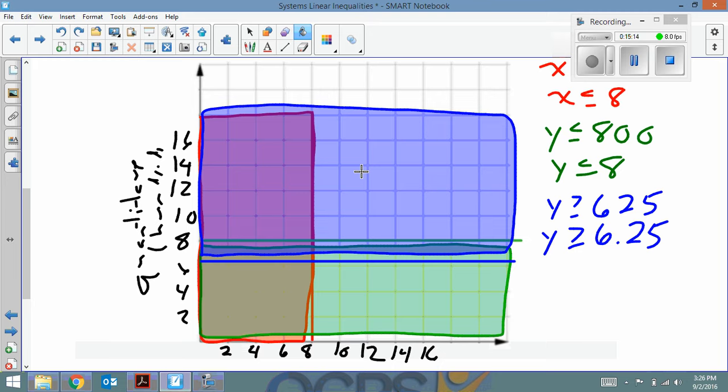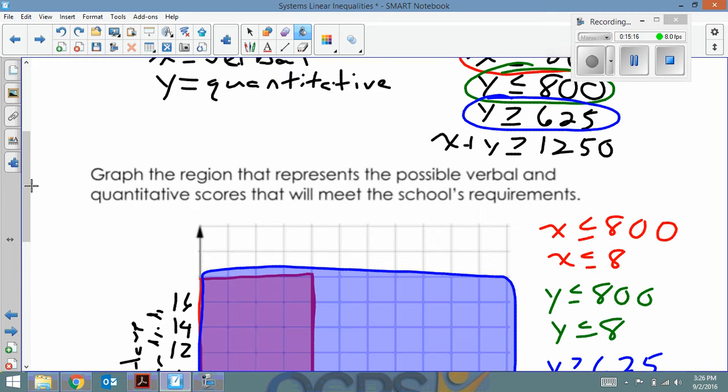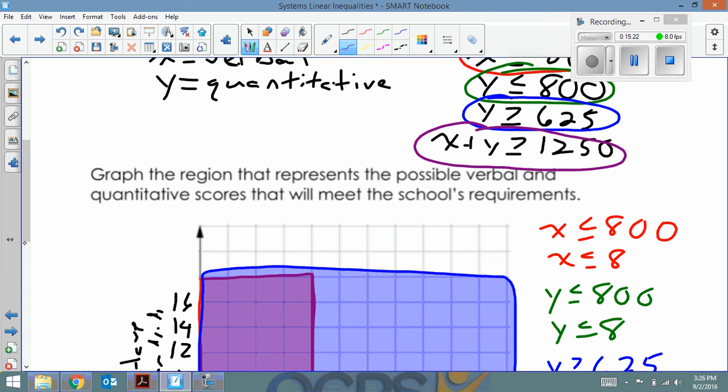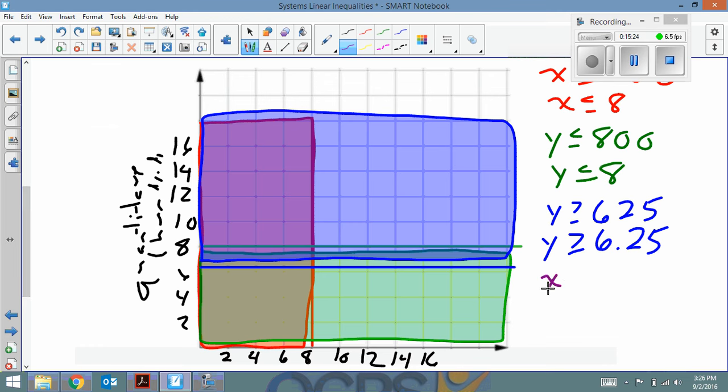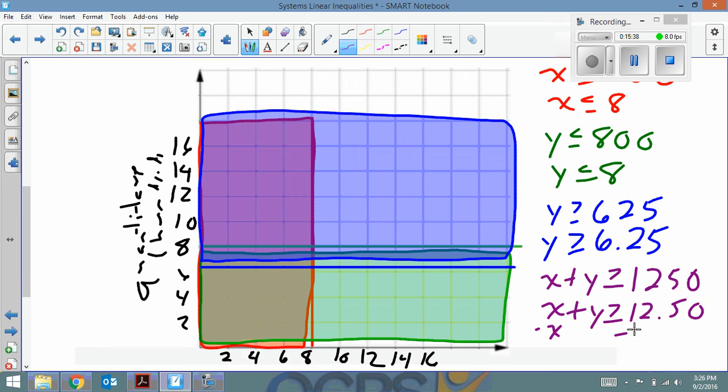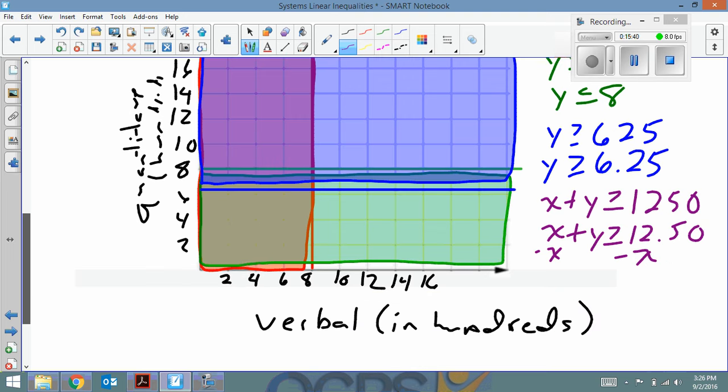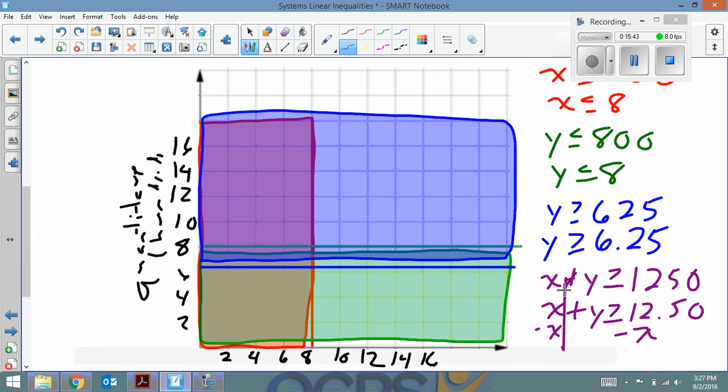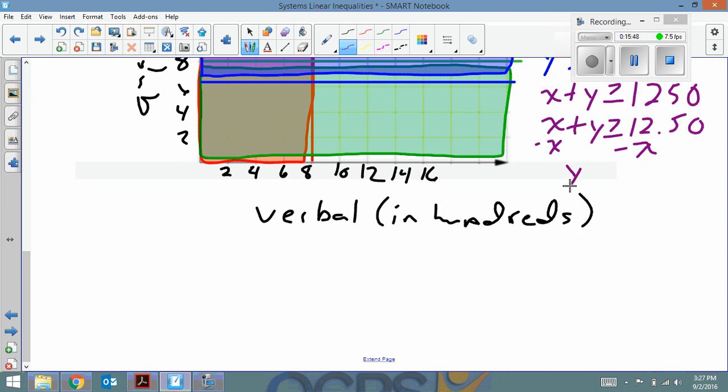Okay, and then the last line says x plus y is greater than or equal to 1250. That's saying x plus y is greater than or equal to 12.5 because we're in hundreds, so everything moves over. So we've got to subtract x. So to graph this line, we're going to have y greater than or equal to negative x plus 12.5.